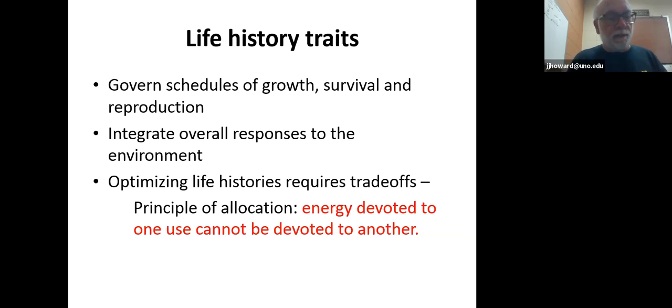And it's really important to understand these traits because they require trade-offs. You cannot simultaneously allocate energy to growth and survival. It can go to one or it can go to the other, but it can't go both places. A single packet of energy must have a single destination. If you decide you're going to grow a lot, you cannot simultaneously develop adaptations for survival, and you can't reproduce to the same extent that you would if you were not growing as fast or not using as much energy for growth. But that's the principle of allocation. Energy devoted to one use cannot be devoted to another.